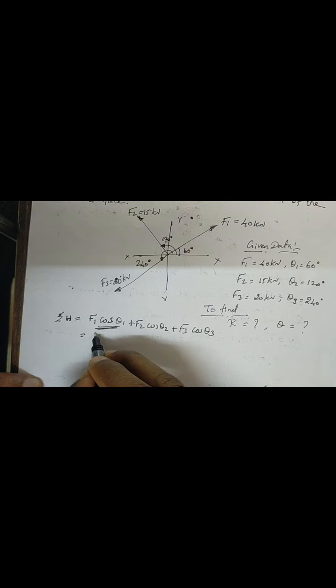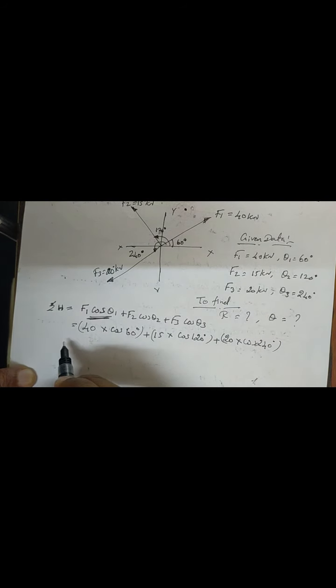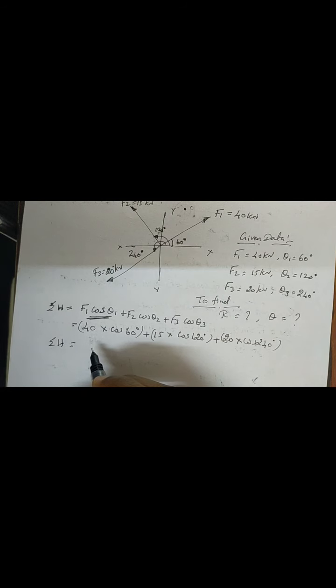You know all these values. F1 equal to 40 kilonewton into cos 60 degree, plus F2 equal to 15 into cos 120 degree, plus F3, 20 into cos 240 degree. When you solve this equation you will get the summation of H equal to 2.5 kilonewton.